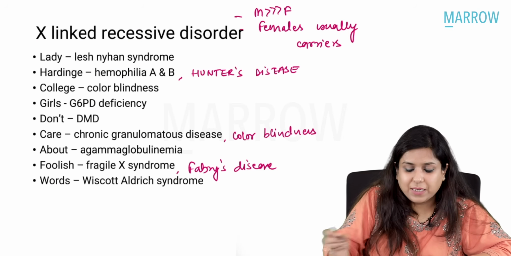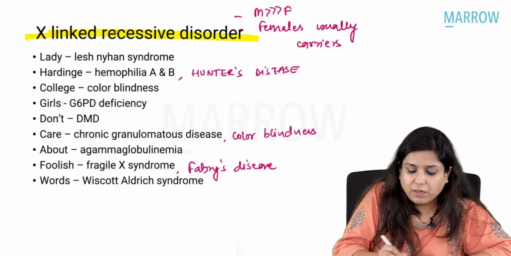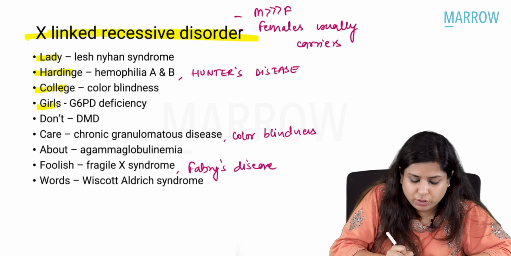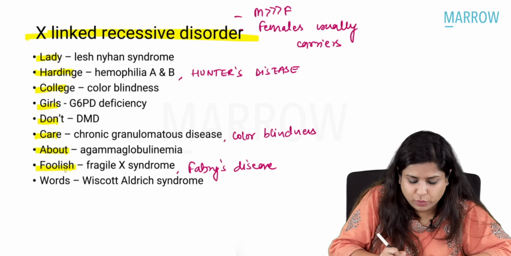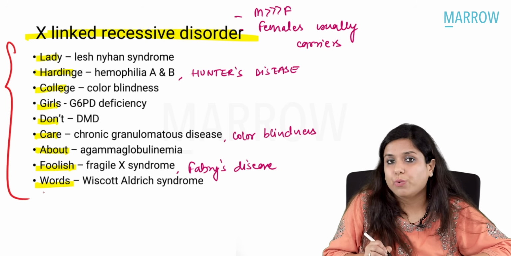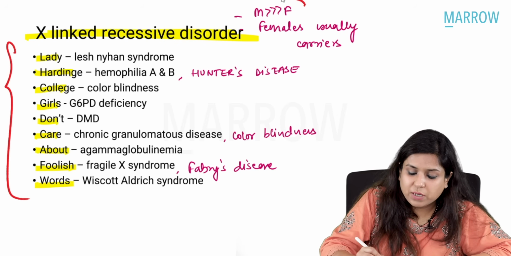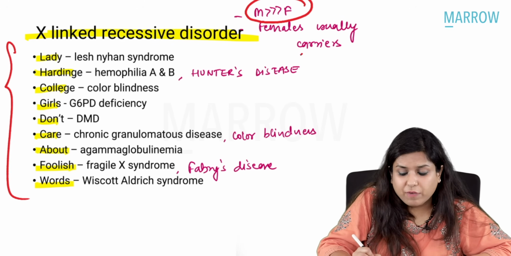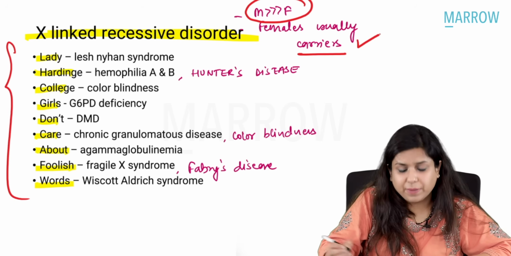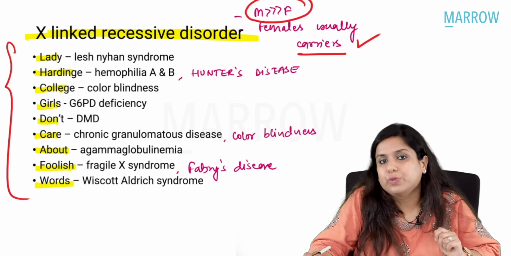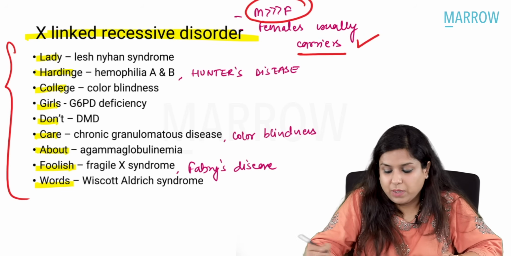Then we have X-linked recessive, where the mnemonic is also very important. Lady Harding college girls don't care about foolish words. Another very important mnemonic that you need to know of, right? Of course, males are much more commonly affected than females. Females are usually carriers, right? So, all these are the examples which you need to know of, right?